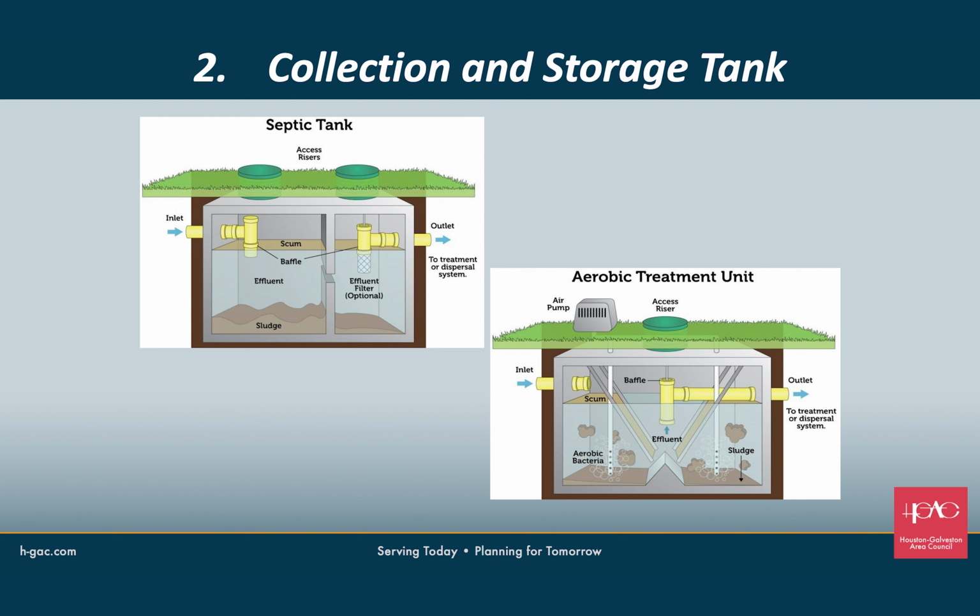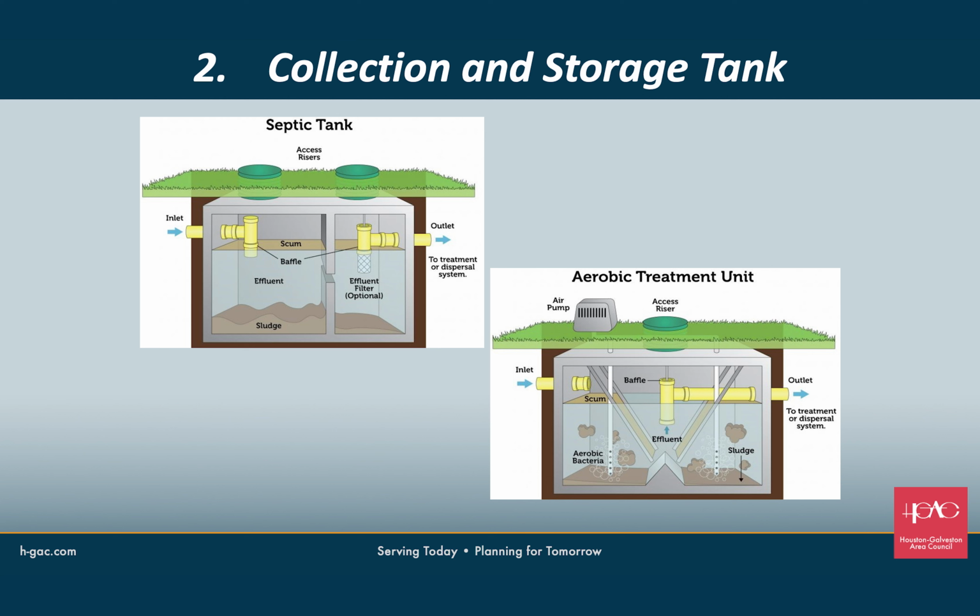The solid waste, called the sludge, separates from the liquid waste and settles to the bottom of the tank. The floatable waste, such as fats, oils, and greases, referred to as scum, will rise to the top of the tank. It is here where bacteria digest the organic waste. The conventional septic system, which is the system on the left, has a septic tank which is anaerobic, which means it works without oxygen. This is where waste is held so it can separate and settle out.